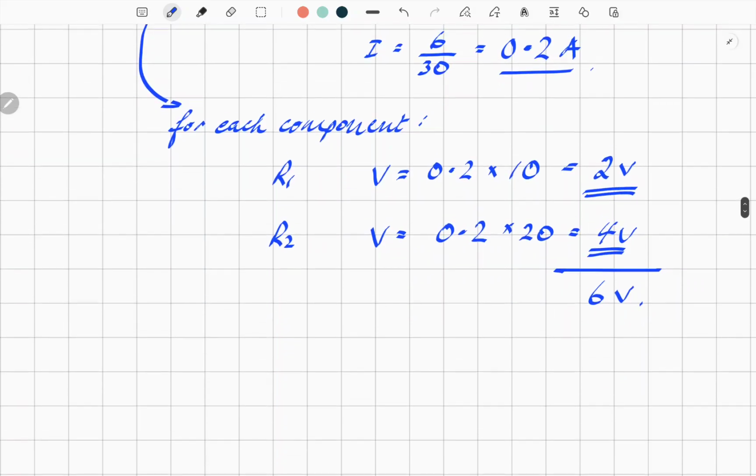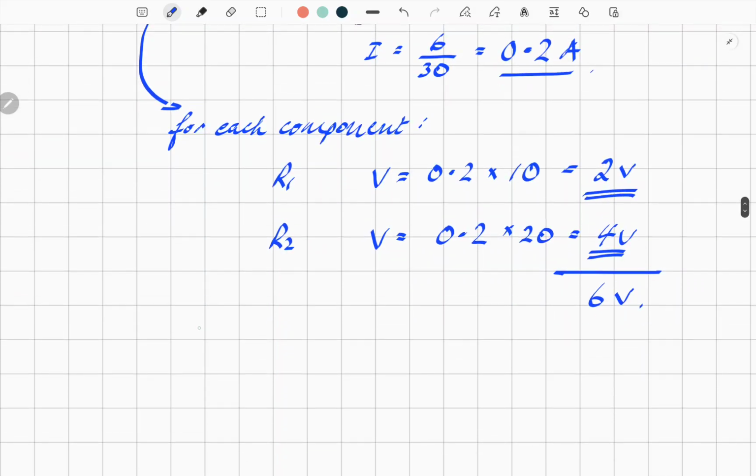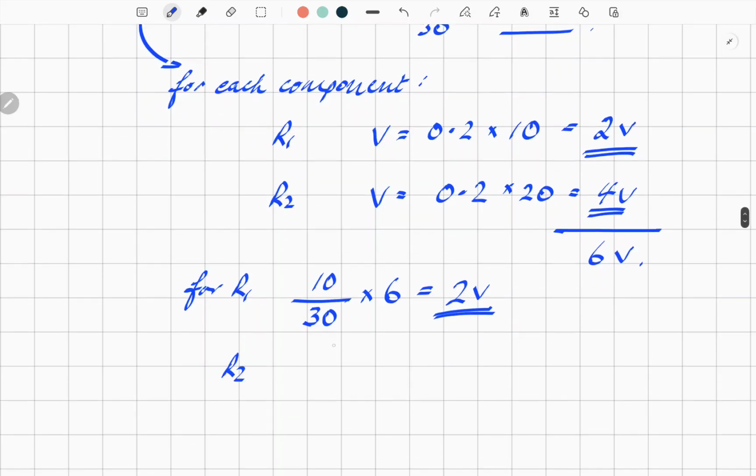Yeah. All right. The ratio, the way to work it out, is that for R1, right, it's 10 ohms out of a total of 30. All right. Yeah. Times the total voltage of the circuit, which is 6. So it's 1/3 of 6. Yeah. Again, 2 volts. All right. And for R2, just to demonstrate the whole relationship of it, equals 4 volts. So do you see?